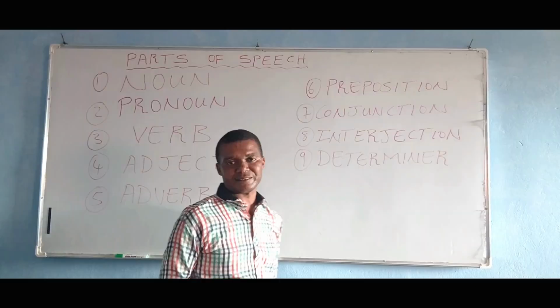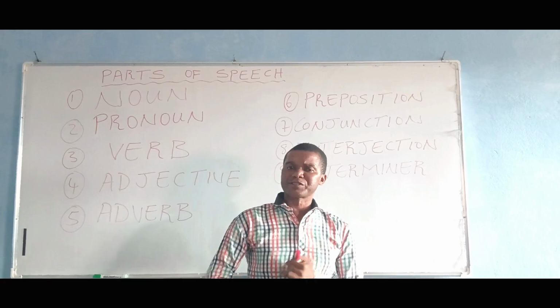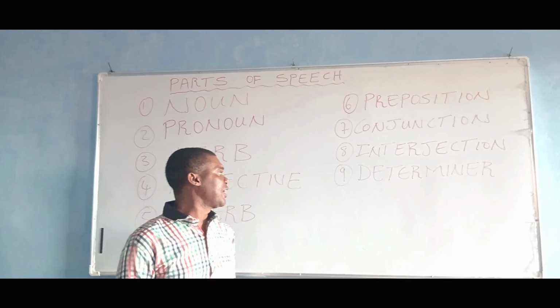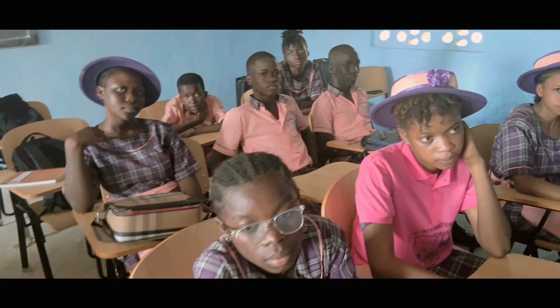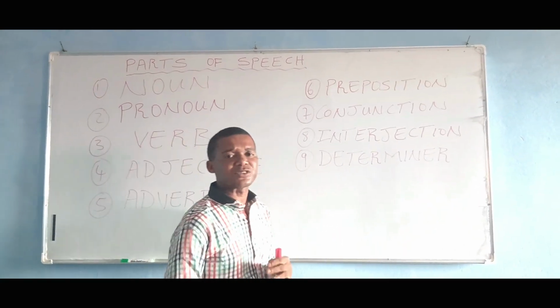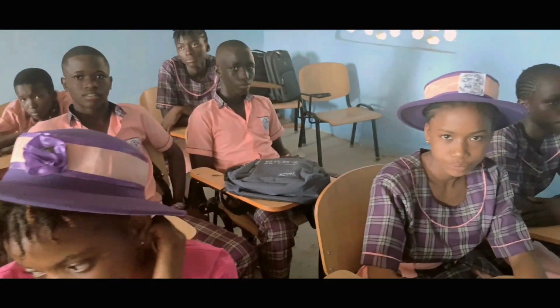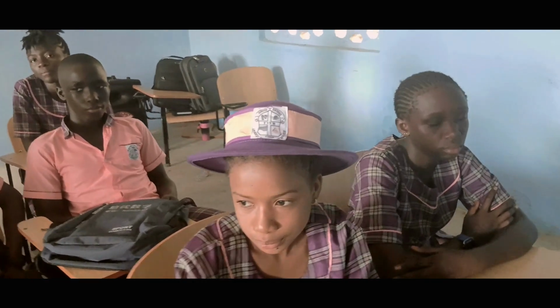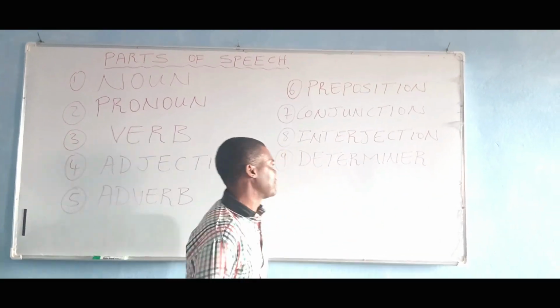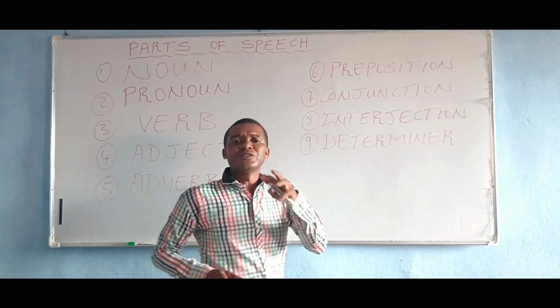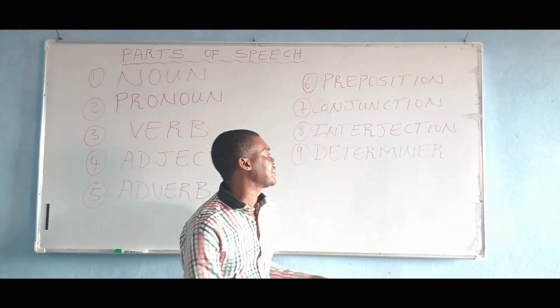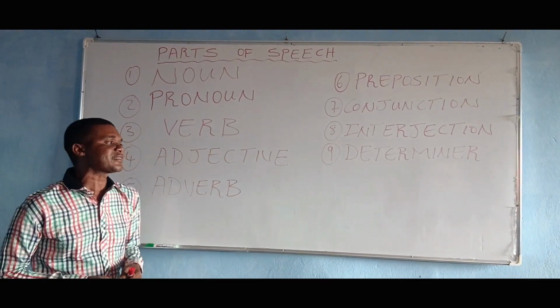All right. Determiner is a part of speech. For the senior level, we have 9 parts of speech. In determiner, we have a subtopic known as articles: a, an, and the. This is the definition of a determiner. A determiner is a word which shows a definite or indefinite noun.